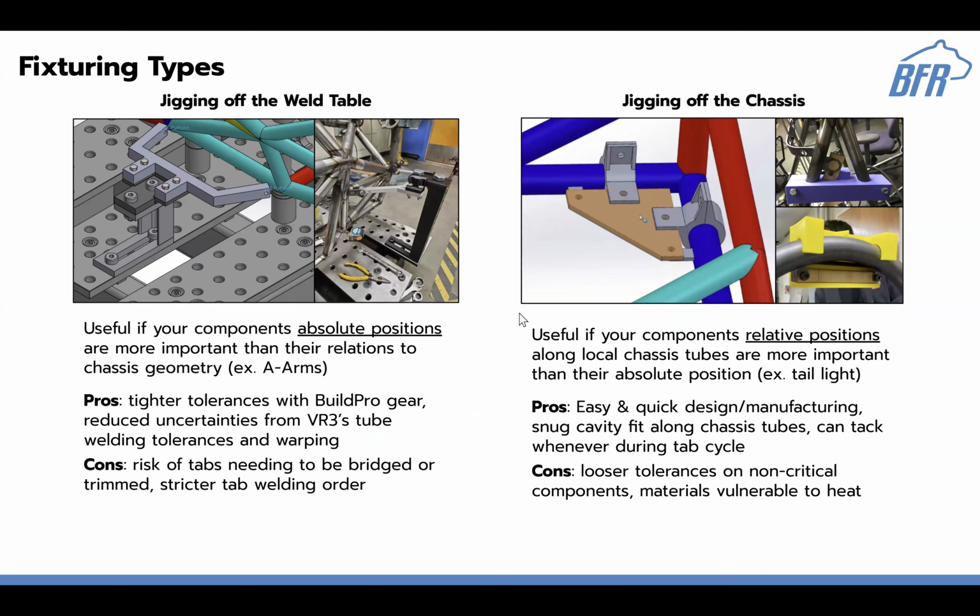There are two main types of fixtures that we'll be using for all of the tabs on our chassis. There's what we'll call jigging off of the weld table and jigging off of the chassis.